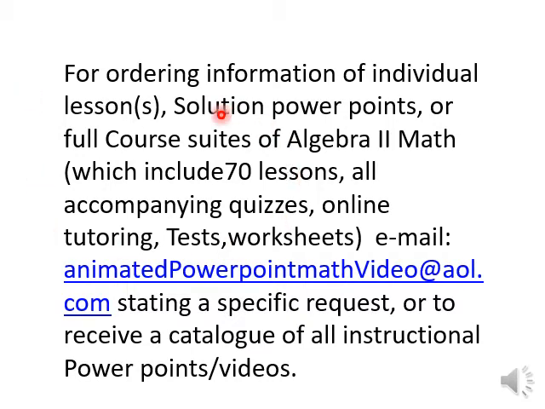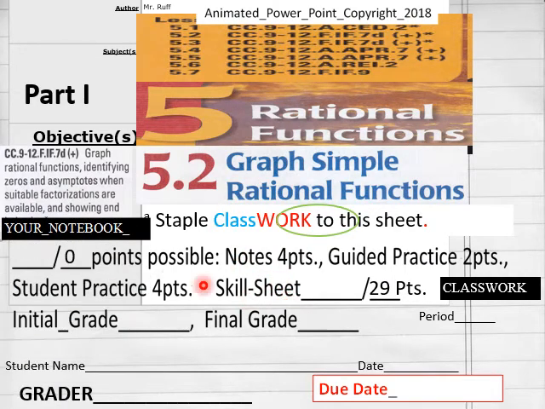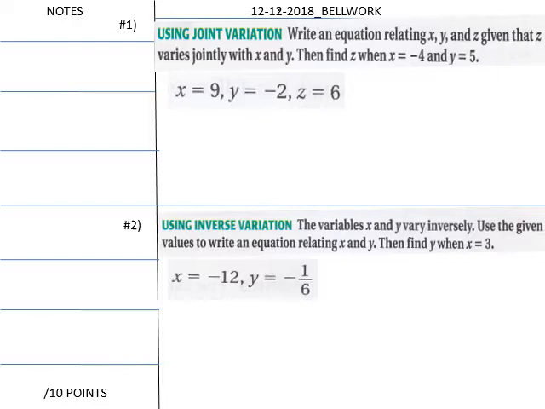Hello everybody, we're going to do 5.2 of Algebra 2, Part 1. Part 2 and Part 3 are available here. 5.2 graph simple rational functions, and we have 0 points of notes to take for Part 1, and we have a 29-point skill sheet for students.